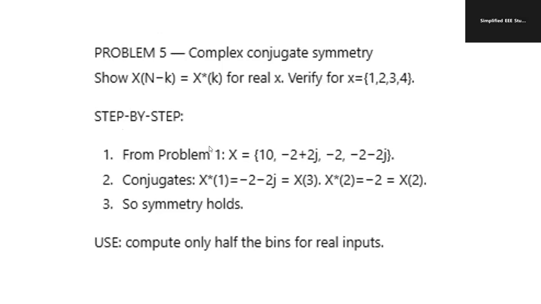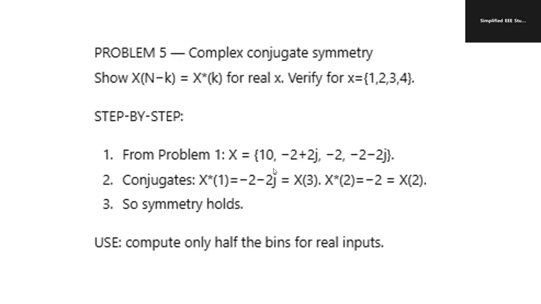Kindly verify this answer. Then complex conjugate symmetry. Problems on complex conjugate symmetry. X of n minus k is given. That is, X of n minus k is equal to the conjugate of X of k for real x. Verify with x equal to 1, 2, 3, 4. From the problem, find out the capital X. That is equal to 10, minus 2 plus 2j, minus 2, minus 2 minus 2j.